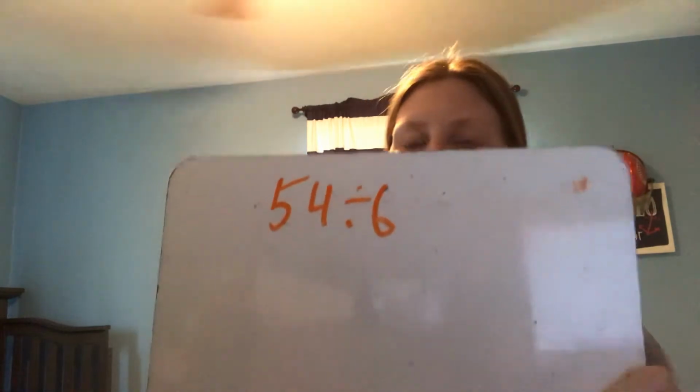These eggs are not disappearing. They're not going away. They're going inside of each batch of cupcakes. So because I have equal groups, I'm going to be doing division. So I'm going to be writing my equation. In division, you always start with your total. So I'm going to write my equation, which is 54 divided by those 6 groups, those 6 batches.